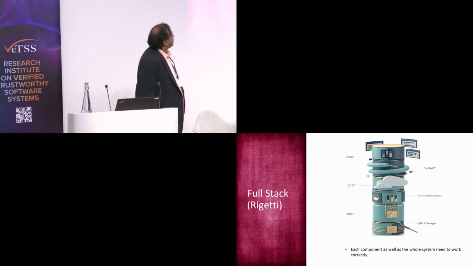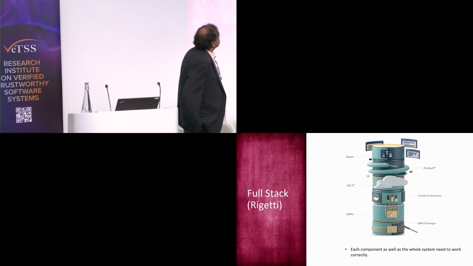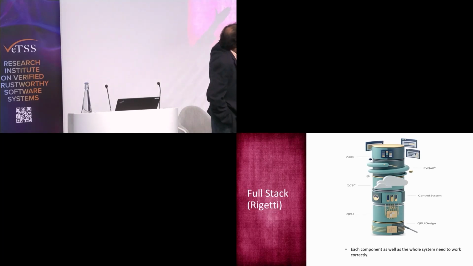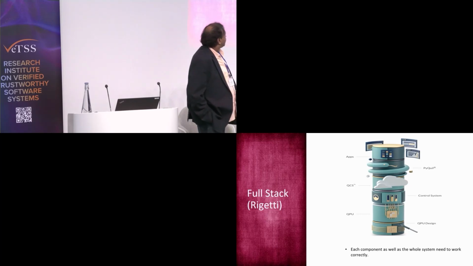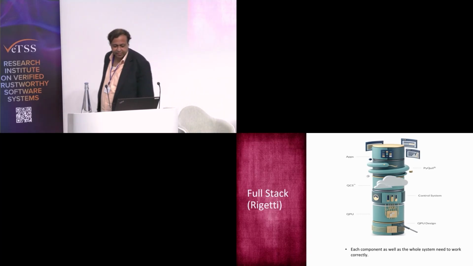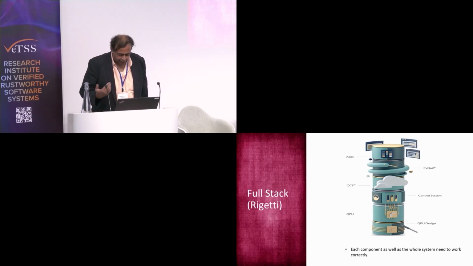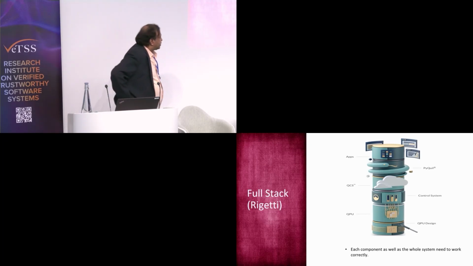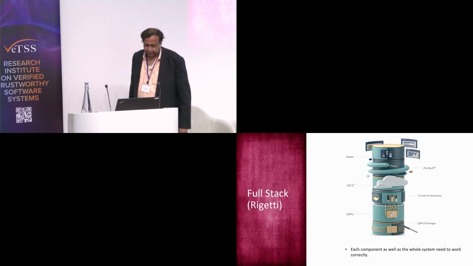And in general, you have a full stack with a quantum computer, going from an application layer through some compilation and assembly, down to a QPU, a quantum processing unit. And there are some control systems for these units, right? So this is what is known as a full stack, software down to hardware. And of course, each component, as well as the whole system, needs to work correctly, right?